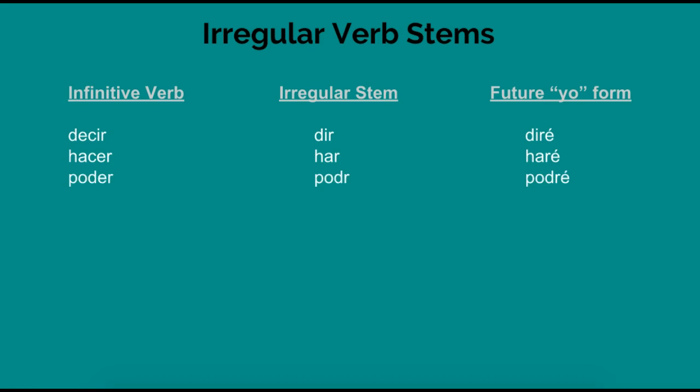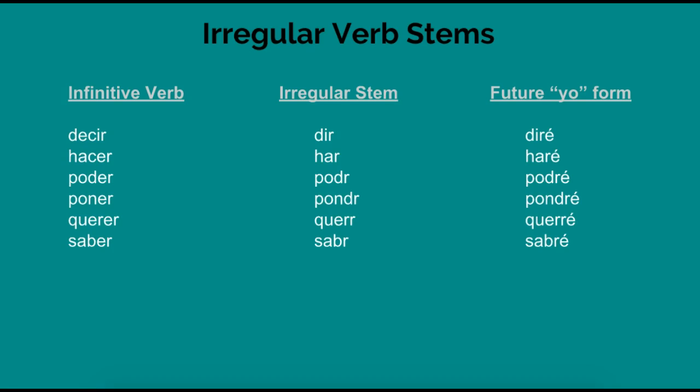Poder is also irregular, with the yo form being podré. Poner looks very similar to poder, so you have to be careful with these, but the irregular yo form of poner would be pondré. Querer, if I wanted to say I will want in the future, yo querré. Saber, I will know or I will find out, yo sabré. Salir in the future would be yo saldré, I will leave or I will go out. And tener is yo tendré, I will have. Venir, yo vendré, I will come in the future.